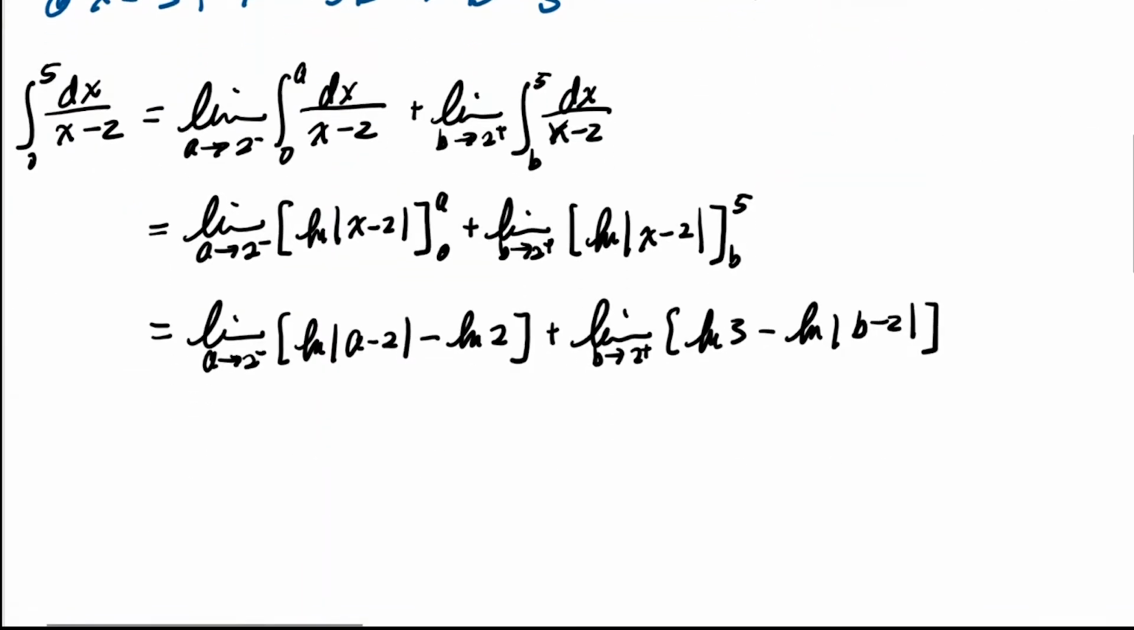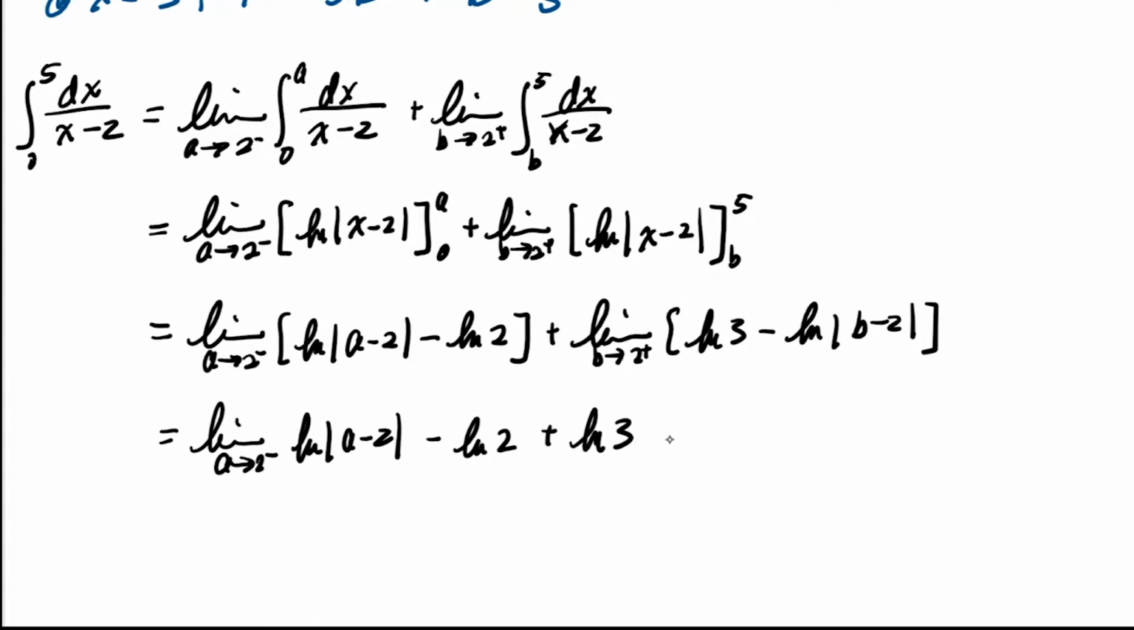Now we're going to take the limit. I'm going to do it the long way. You can skip this line. So for ln of a minus 2, this other thing does not have any a in it, so it's just ln 2. And this one, plus, this does not have b in it, so we have ln 3, and then minus the limit of b approaching 2 from the right-hand side of ln of b minus 2.